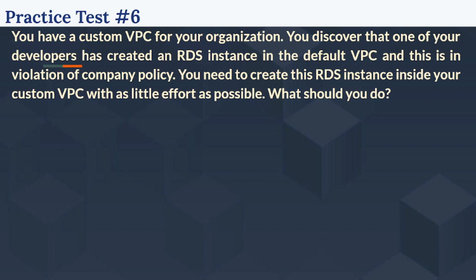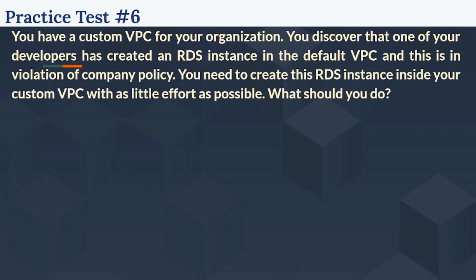So the next question is: you have a custom VPC for your organization. You discover that one of your developers has created an RDS instance in the default VPC and this violates company policy. You must create this RDS instance inside your custom VPC with as little effort as possible. What should you do?